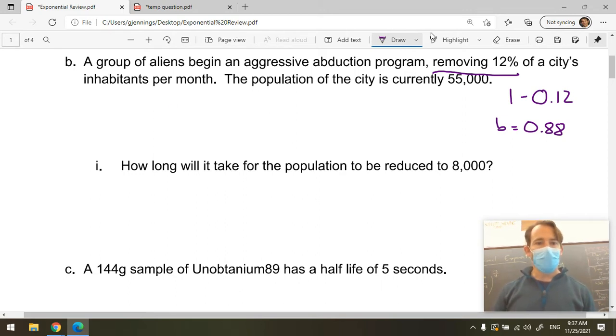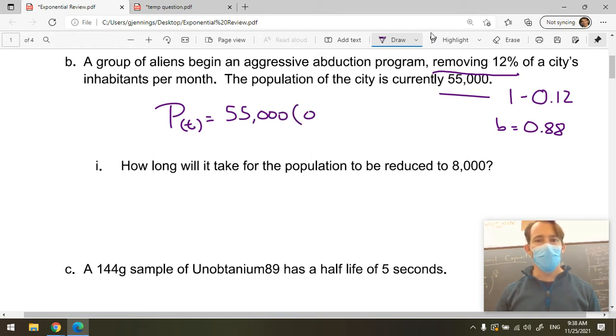So the population is going to be a function of time. Notice I could have used A of t, but instead I chose P of t because reasons. And it's going to be the initial value, 55,000 people, multiplied by the growth factor, raised to the power time. Done. That's the equation. How long will it take for the population to be 8,000?